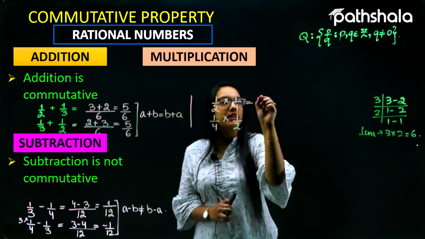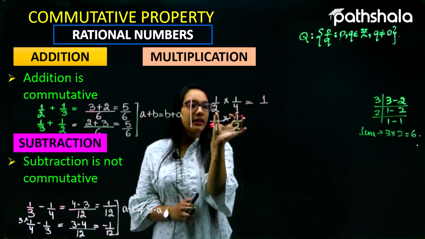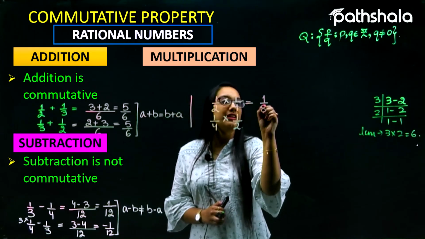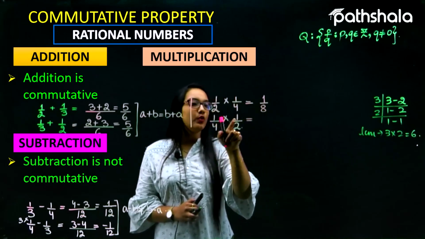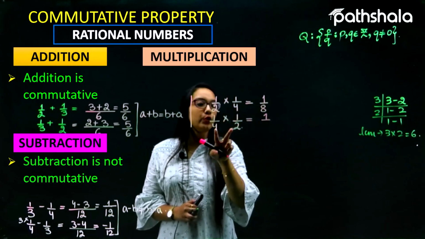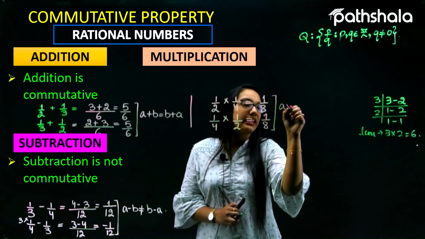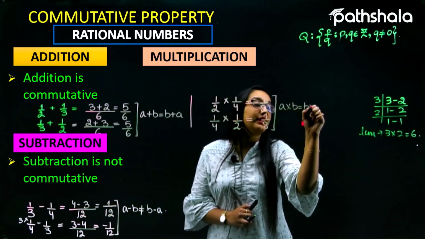So 1 into 1 is 1, and the denominators multiplied with each other, that is 2 into 4, so the answer is nothing but 8. In the same way, 1 into 1 is nothing but 1 and 4 into 2 is nothing but 8. So it means that A into B is equal to B into A.